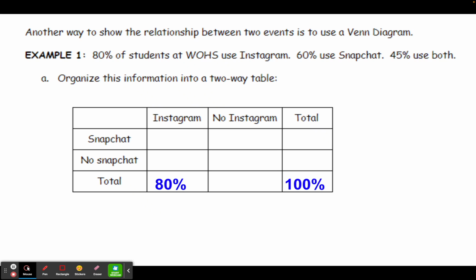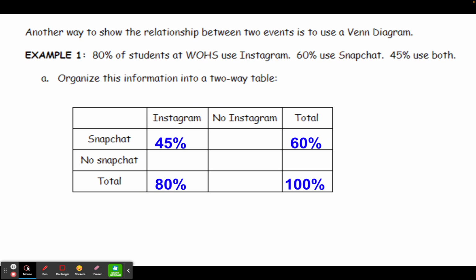The 60% that use Snapchat is the total percent of students that use Snapchat, which would go at the total at the end of this row. And then we have 45% of students that use both. The part of the table where students use both is in the upper left-hand corner, where they're in the Snapchat row and the Instagram column. So because we have a large number of students that use both, and they're being counted as part of the 60% and part of the 80%, 60 plus 80 gives us more than 100% total.